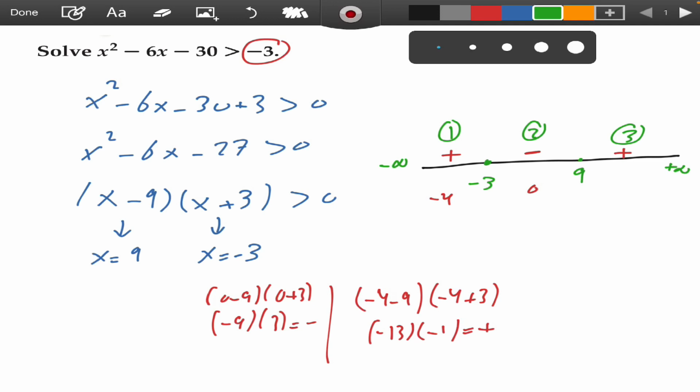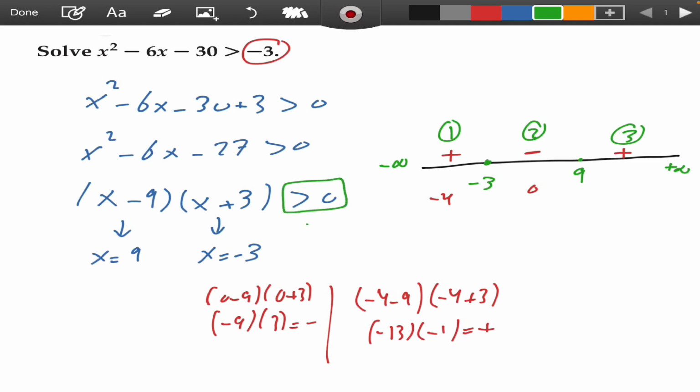Okay, what is the solution? I take the negative or positive. It depends on this. Greater than 0 means positive. So our solution is the positive signs. So the solution is 1 and 2: from negative infinity to negative 3, union from 9 to positive infinity.